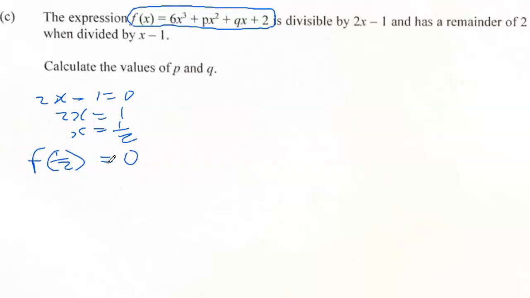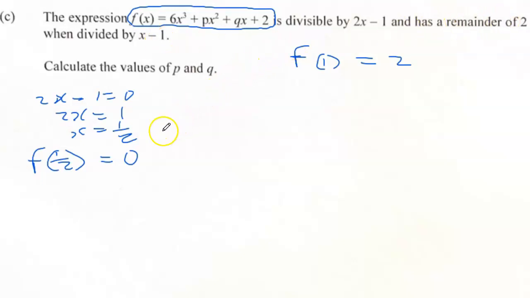All right, f of half is a factor since it's divisible. So 2x minus 1 is a factor, so f of half should be equal to 0. Also, it has a remainder of 2 when divided by x minus 1. So x minus 1, let's change the sign there. So f of 1 should give us the remainder, which is 2. So f of half should give us 0, since 2x minus 1 is a factor, and f of 1 should give us a remainder of 2.